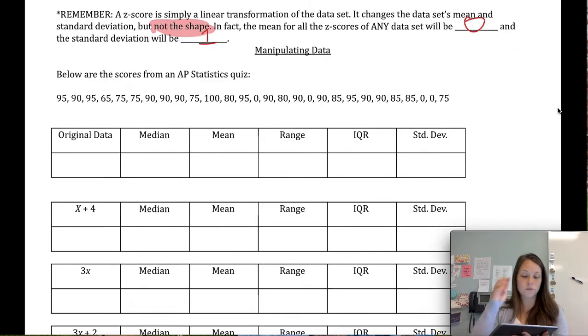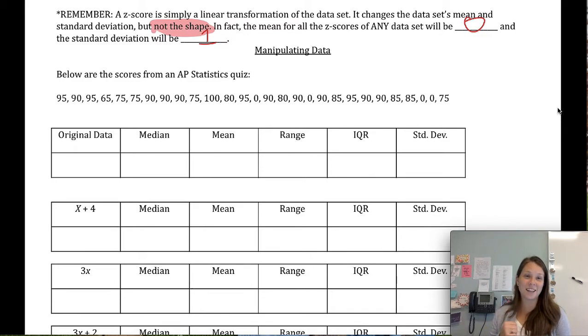Below are the scores from an AP Stats quiz. We're going to go through this and calculate the median, mean, range, IQR, and standard deviation, and then we're going to go through some transformations. I recommend pausing the video and giving this a try on your own first and walking through these steps to see how the data points change before actually seeing the answers.